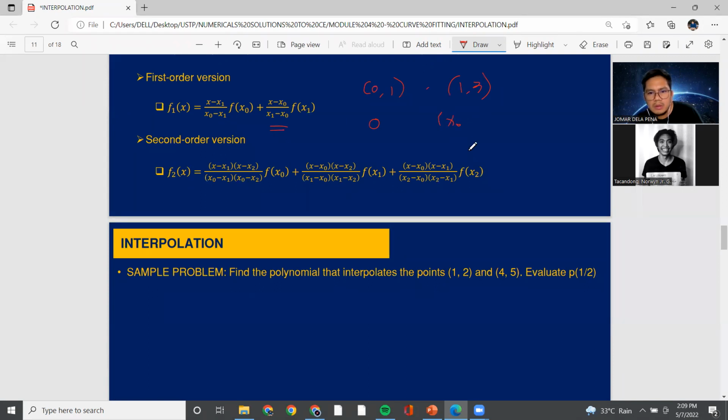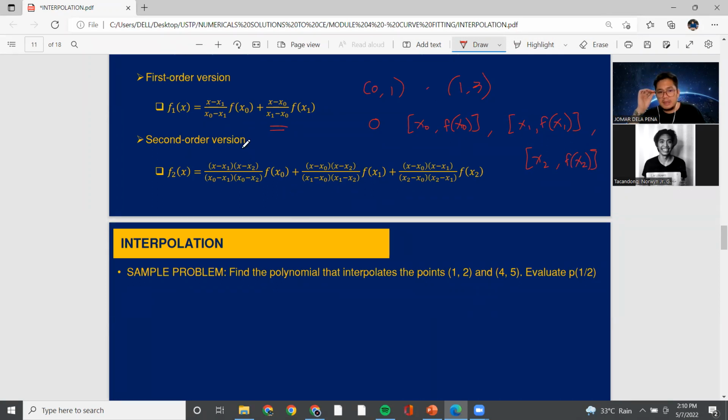x sub 0, this is the example here. x sub 0, y sub 0, x sub 1, no, this is no longer y sub 0. We use f of x sub 0. These are what we use. If we have x sub 0, then the function of x sub 0, so that is the first data point. And then we have the other one, x sub 1, and function of x sub 1. Next is x sub 2, then function of x sub 2. Okay?